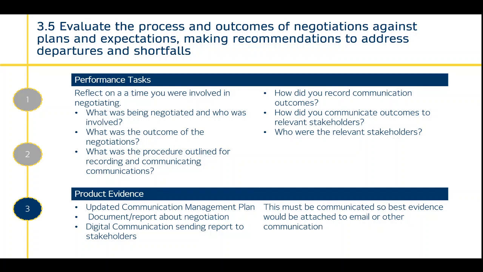Product evidence for this could be an updated communications management plan, a document or report about negotiation, digital communications, sending a report to stakeholders. It is important that this is communicated out though, so if you've got some sort of report, ideally you want it to be something which is communicated out as well. So 3.4 and 3.5 are quite similar.